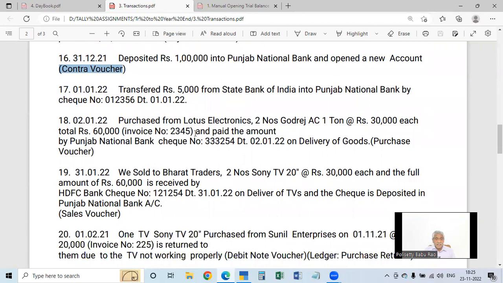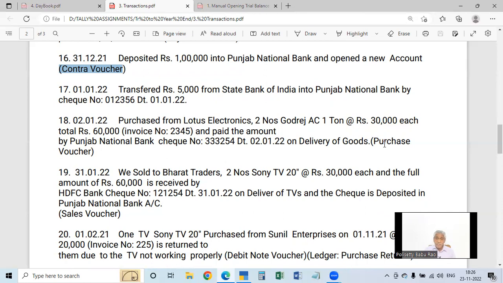Next, January 2nd, purchase from Lotus Electronics. Some items we purchased, invoice number so and so, and paid the amount by Punjab National Bank check. So we purchased goods from Lotus Electronics, but the amount is paid immediately by check on delivery of the goods. When you purchase, they will give the delivery of the goods and then you pay the check.